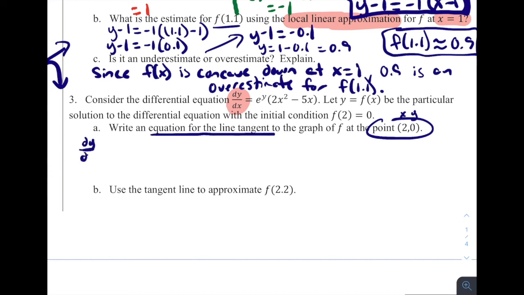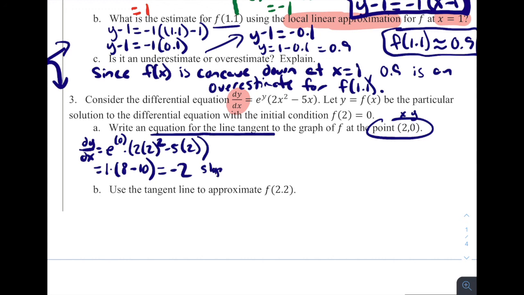So dy dx, the derivative, is equal to e raised to the 0 power times 2 times 2 squared minus 5 times 2. So e to the 0 is going to be 1, right? Anything to the 0th power is 1. So that's 1 times 4 times 2 is 8 minus 10. So that looks like it's going to be 1 times negative 2, which is negative 2. That's going to be our slope here for our equation.